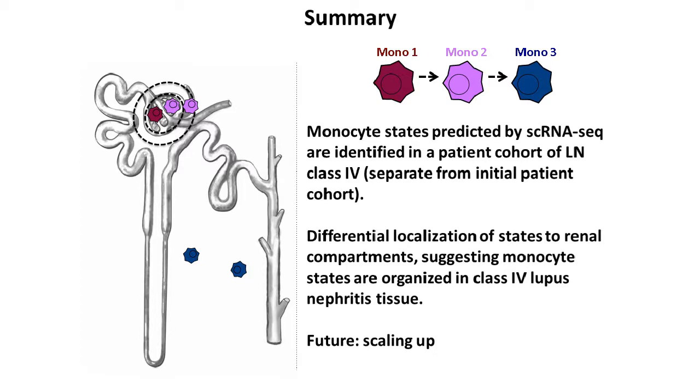And in terms of our next steps, we're in the process of looking for additional cell types and then scaling up to look at dozens, if not 100 or so patients. And with that, I'll turn it over.